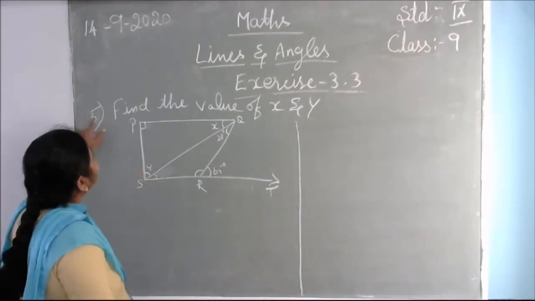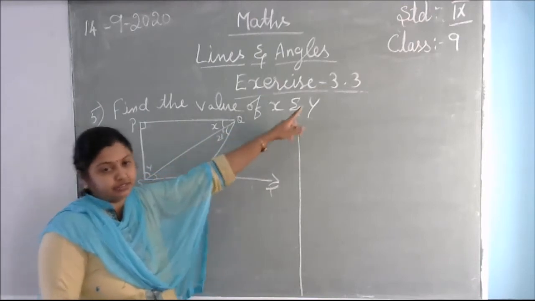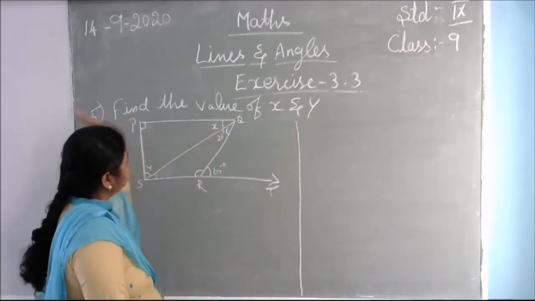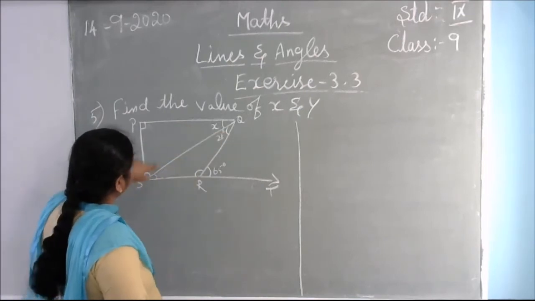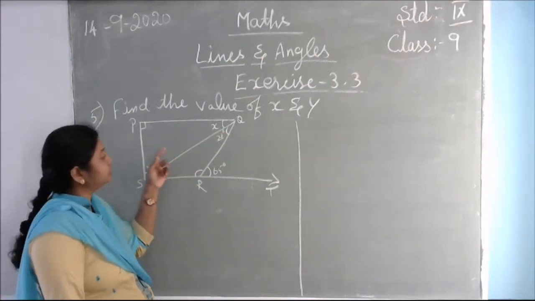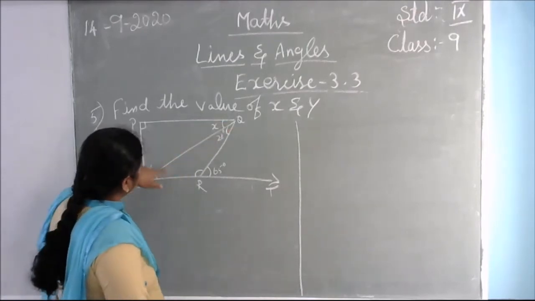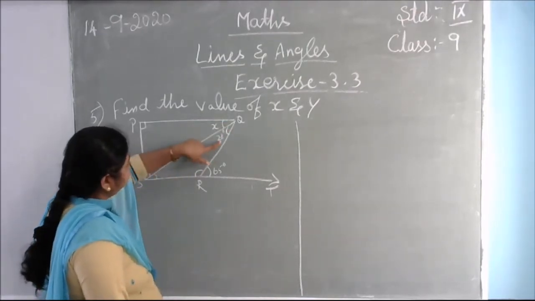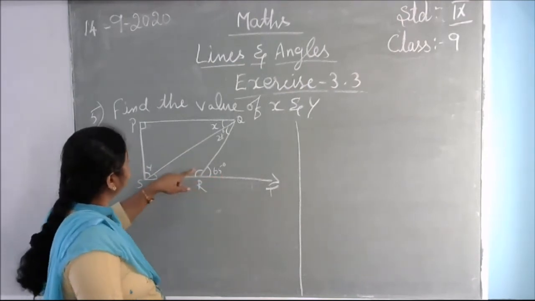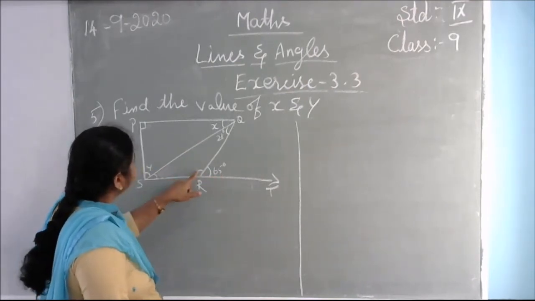The fifth sum is: find the value of x and y. So this angle and this one you have to find out. First, this is one triangle. How many triangles are there? This one and this one. Here two triangles are there. So in this triangle, this one is 28 degrees and the exterior angle they have given here. You have to find this angle first.